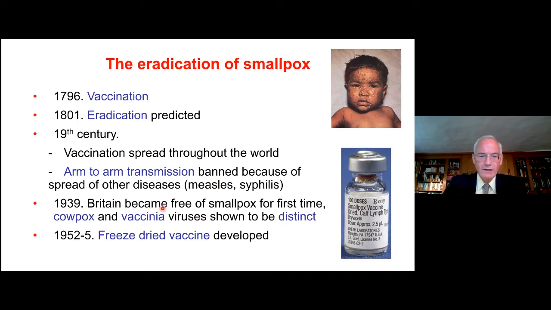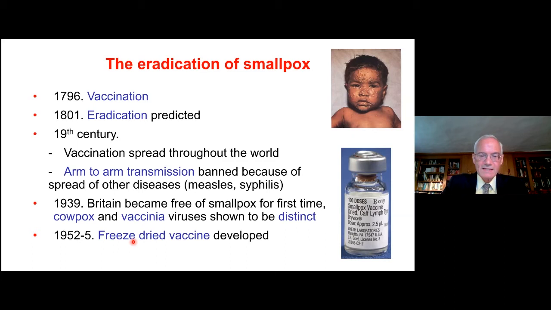Well, in 1939, Britain became free of smallpox for the first time. And in that same year, Alan Downie, working in Liverpool, showed that all the smallpox vaccines used in the 20th century were not cowpox. They were a distinct virus that became known as vaccinia. And the origin of vaccinia remains an enigma of virology.